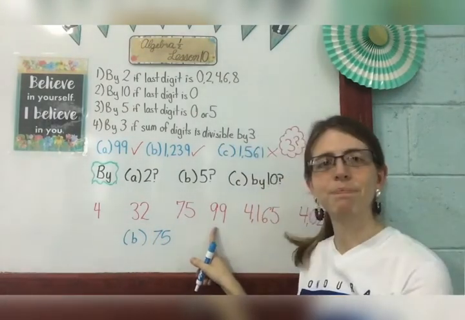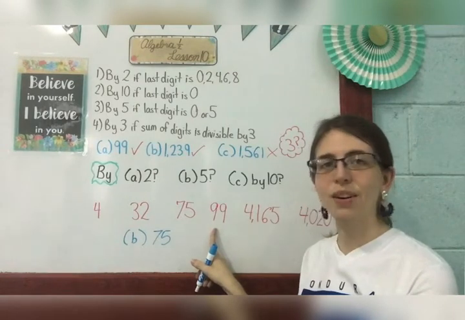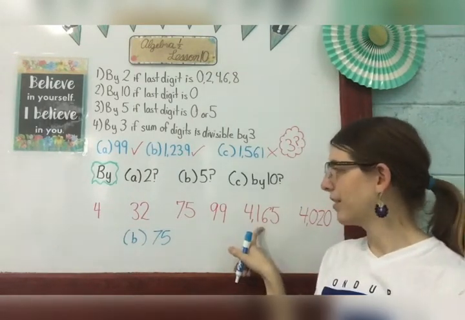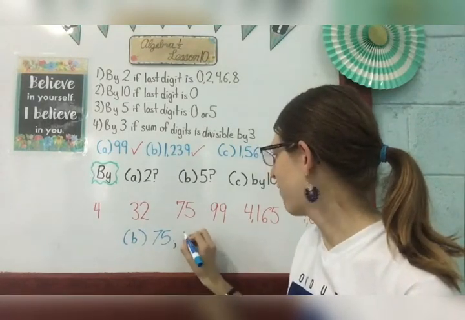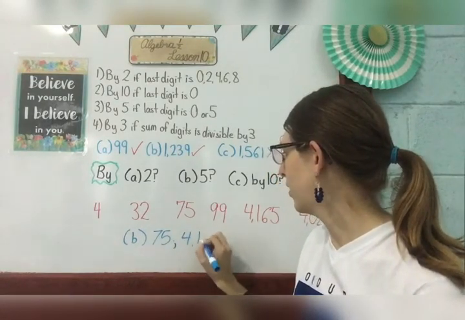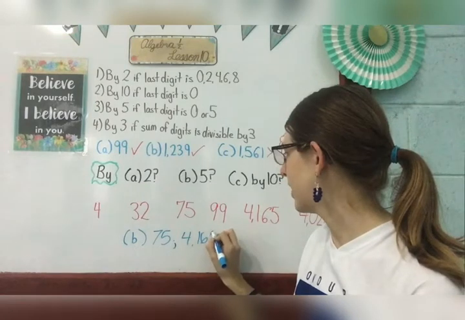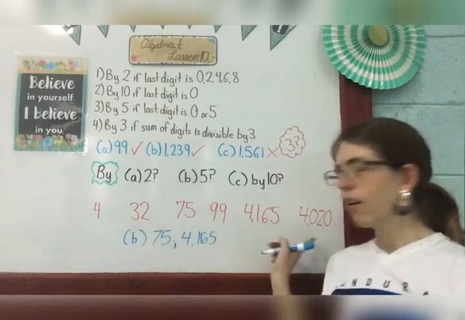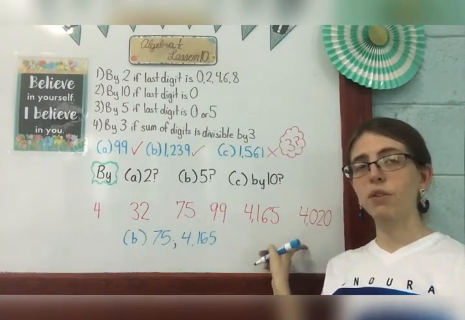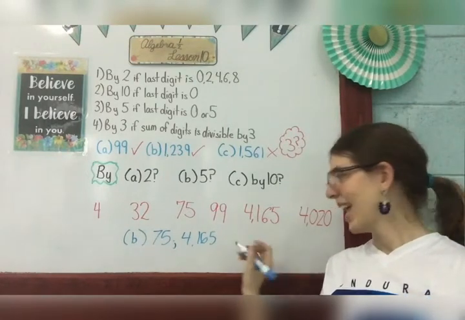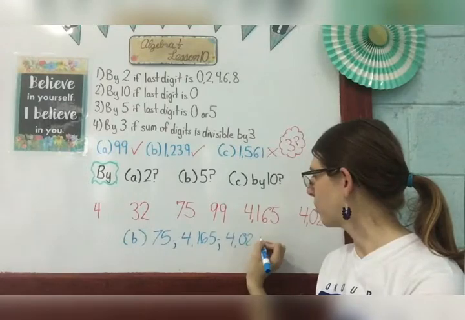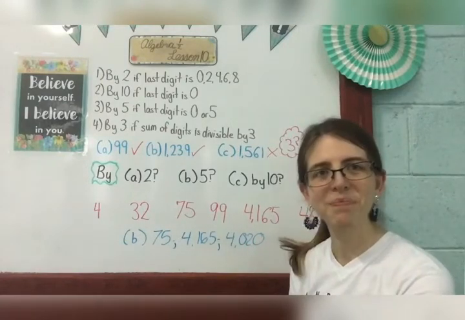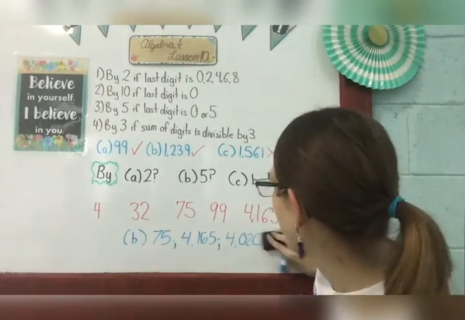99? Doesn't end in 0 or 5, so no. 4,165? Yes, because it ends in a 5. 4,165. Oops, excuse me. 4,020 ends in a 0, so that one would fit as well. Okay? And the last one, by 10.